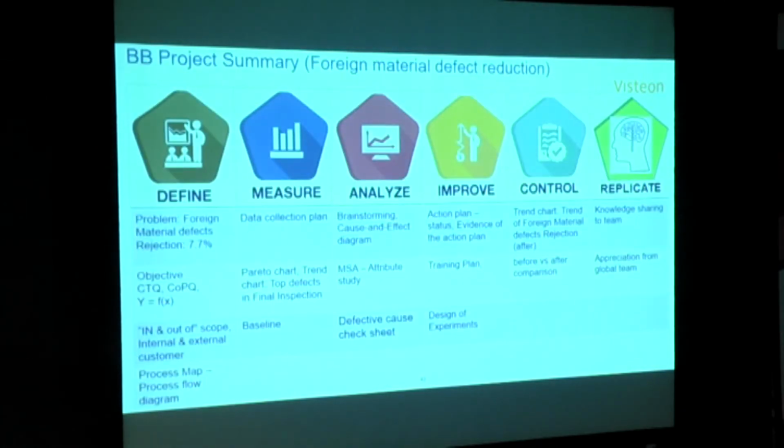So this is the project summary. We have used some Six Sigma tools: in the measure phase, Pareto and trend chart; in the analyze phase, brainstorming, cause and effect diagram, MSA attribute study; the DOE in the improve phase, and it was shared to the global team as well. That's it.